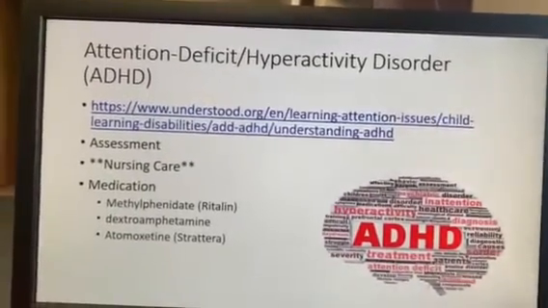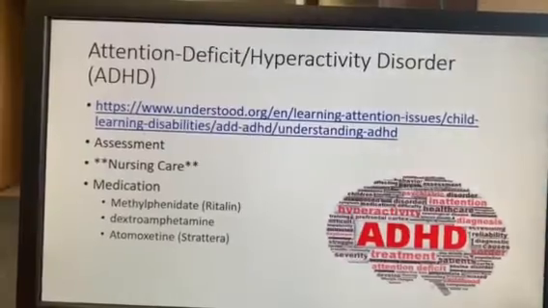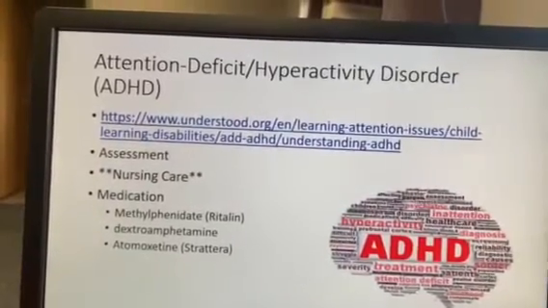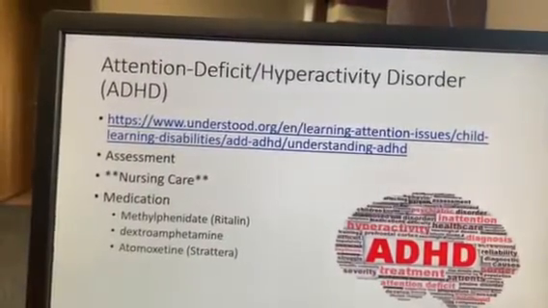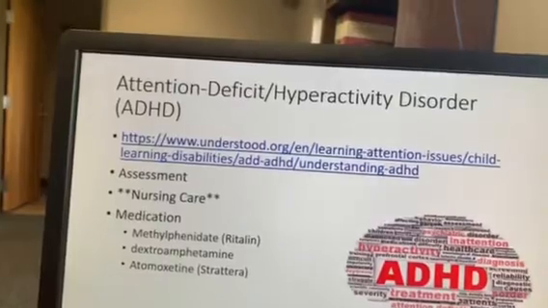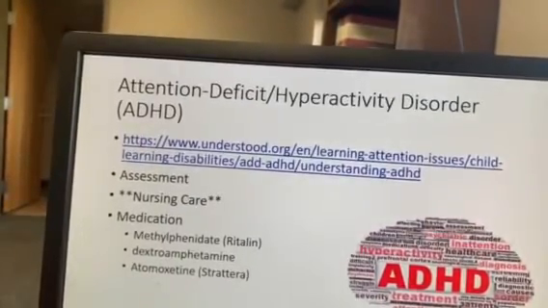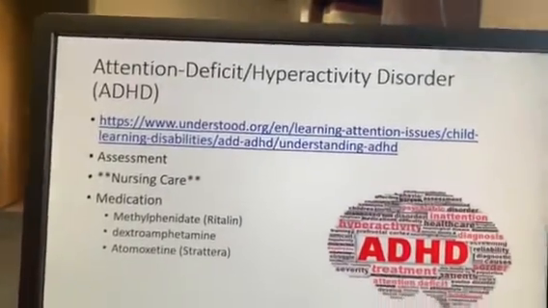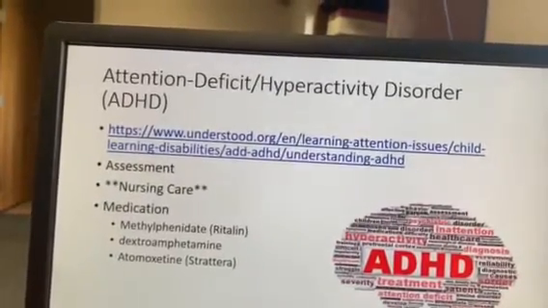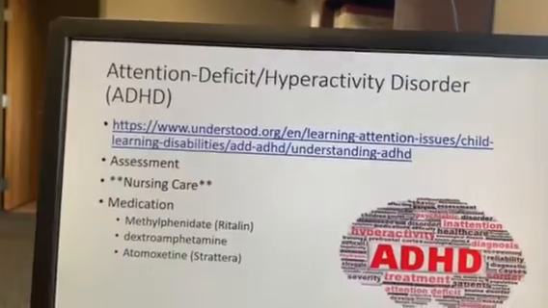So help them create a structured environment, decrease the stimuli, have a consistent study area, model positive behaviors, use steps when assigning chores. Pastel colors are actually recommended in the environment too. It seems to calm. Assist with appropriate classroom placement in school, so collaborate with the school nurse.